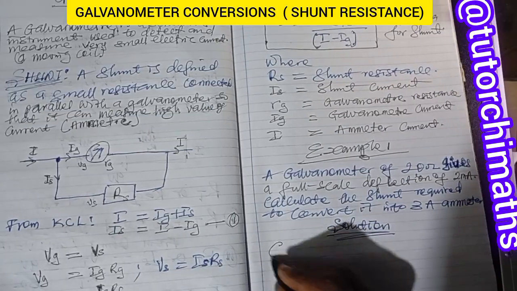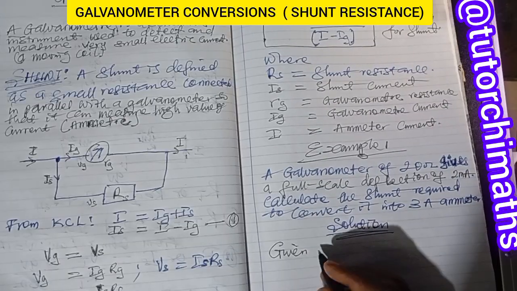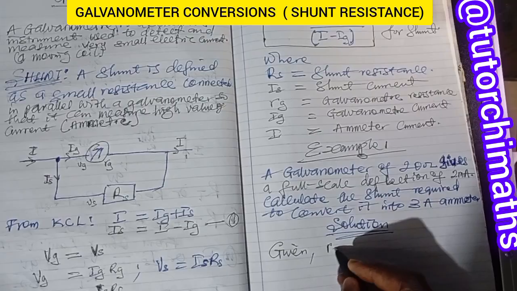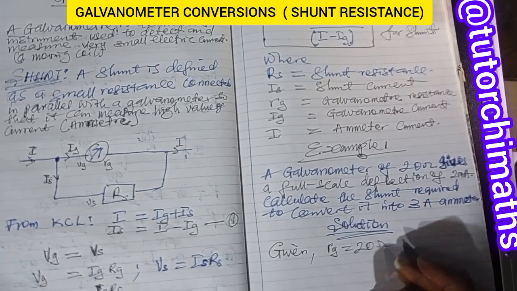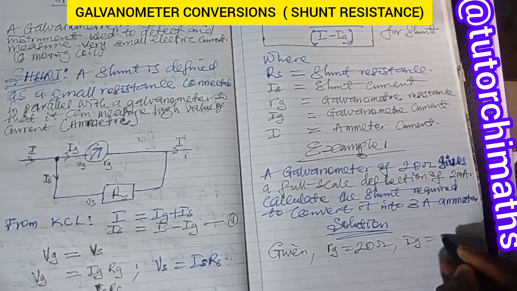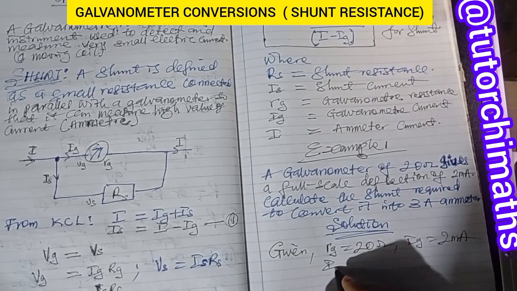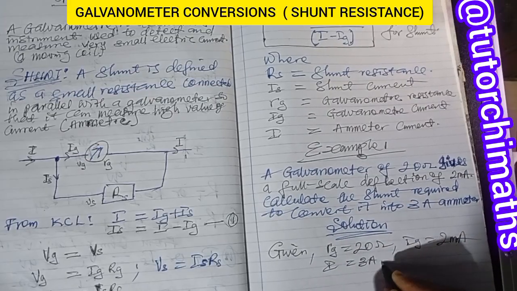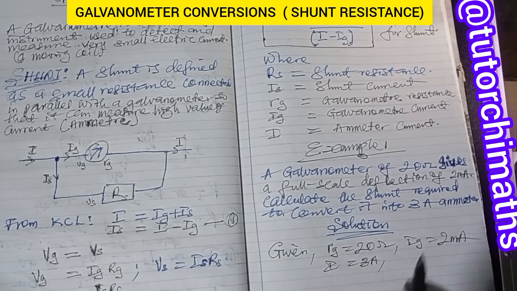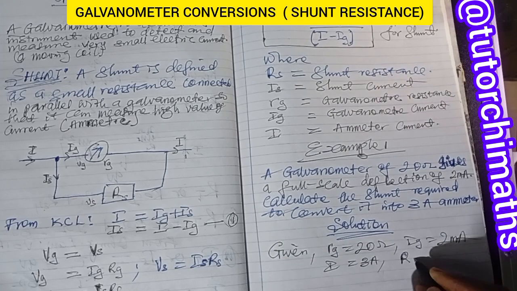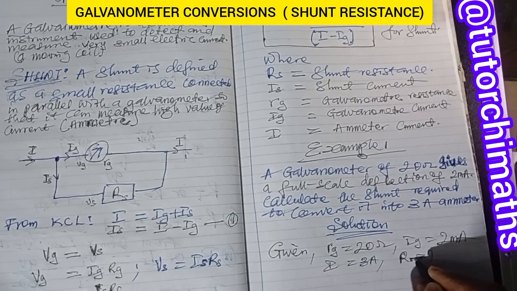Solution. Given here, ROG equals 20 ohms. IG is 2 milliamp. Then we have I here as 3 amperes. So we are required to calculate RS. Good.